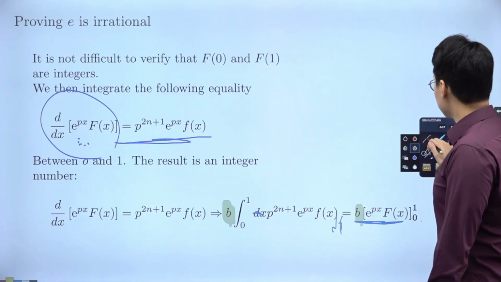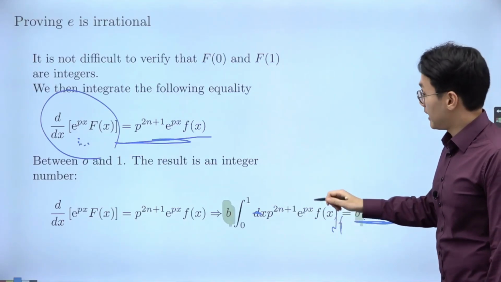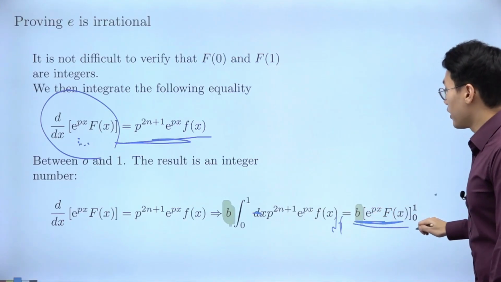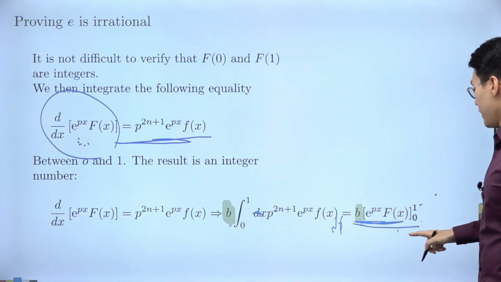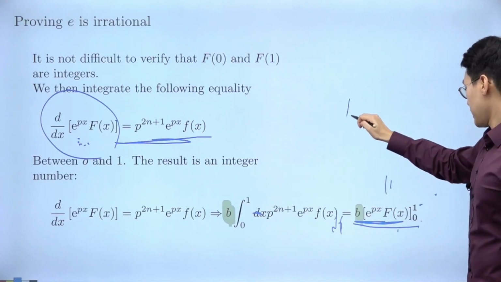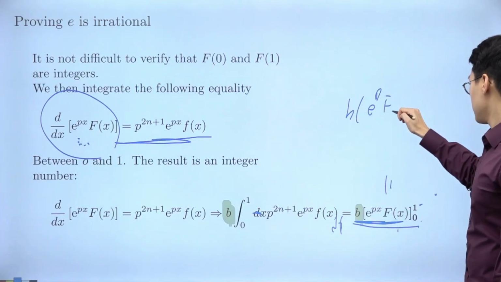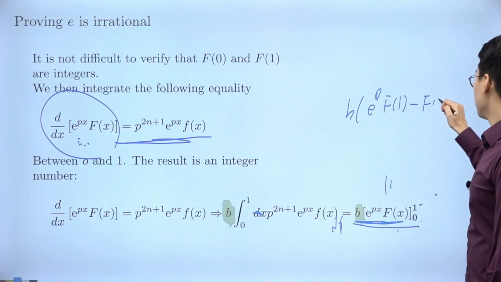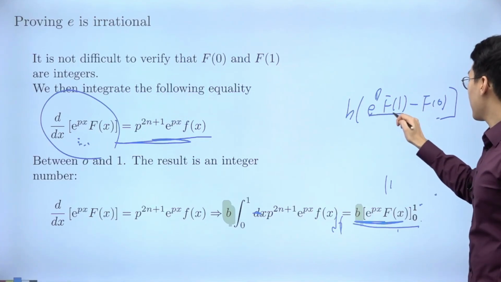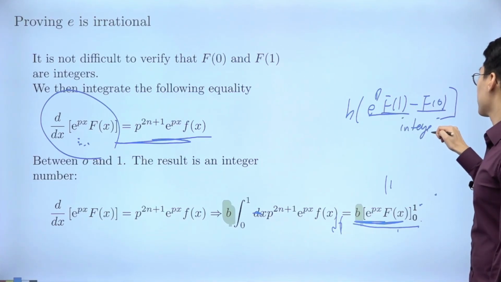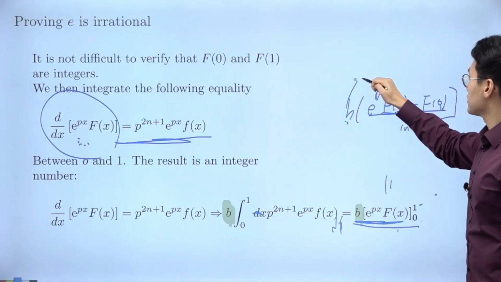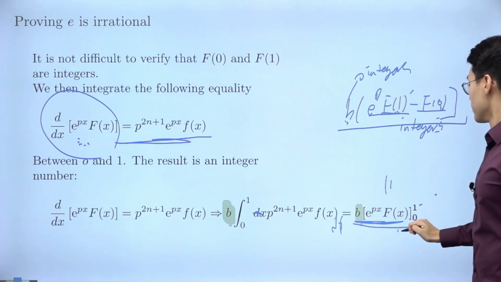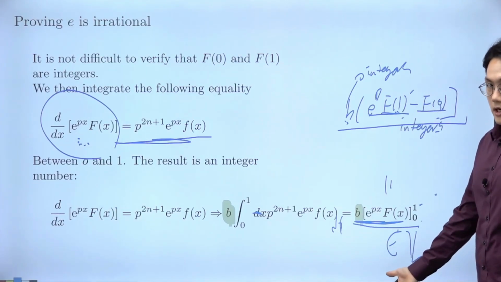But if I assume I did multiply by the b and then integrate both sides, that is going to give me just the fundamental theorem of calculus. So I just evaluate from 0 to 1. So it's going to be b times e to the power p f(1) minus f(0). But you know that that will be an integer, right? Because we already established f(1) and f(0) are integers, and b is also an integer. So a product of integers will be an integer. That's not a problem, okay?